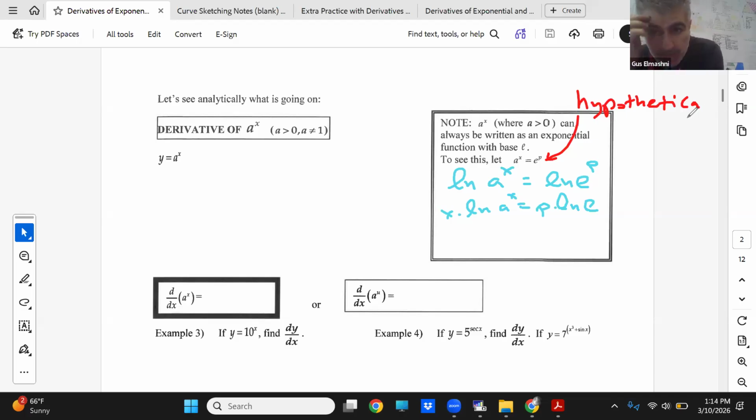They're both exponential terms, not a big deal. A to the x equals e to the p. Then you take the ln of both sides. And then you use the power property. And I want you to take a guess what's the next thing that's going to happen.